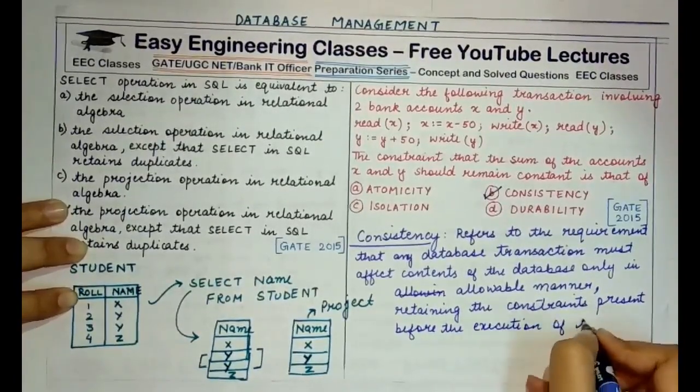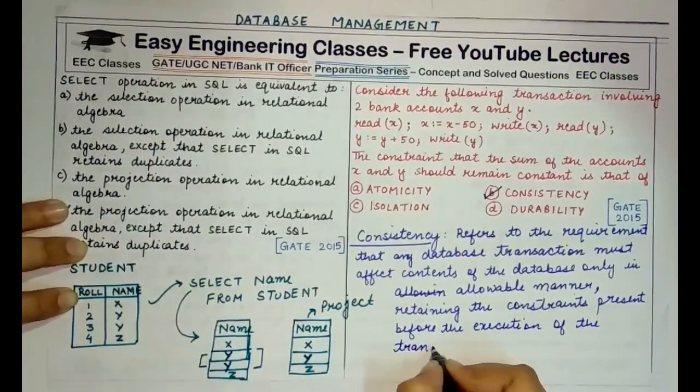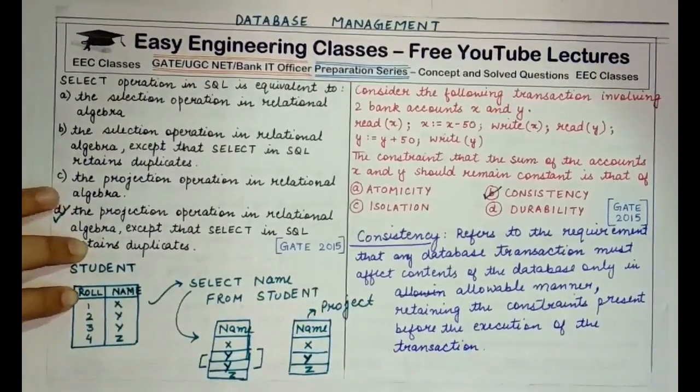Okay, so what does it mean? It only means that you can change the value of the database variables in a consistent manner, and consistent manner actually means that if there are certain constraints imposed on certain variables and values, you should maintain those constraints no matter what you do within a transaction. So that is the answer of both these questions.